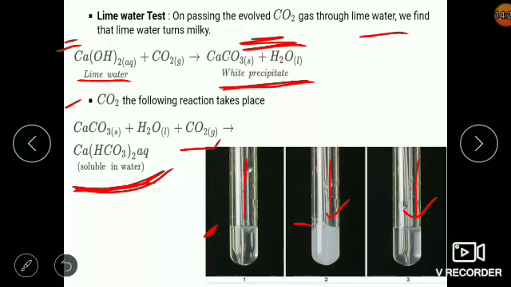So that is the test for carbon dioxide gas. Carbon dioxide gas passed through lime water produces a white precipitate of calcium carbonate that appears milky in the solution. So for hydrogen, the pop test; for carbon dioxide, the lime water test. These two you have to remember.